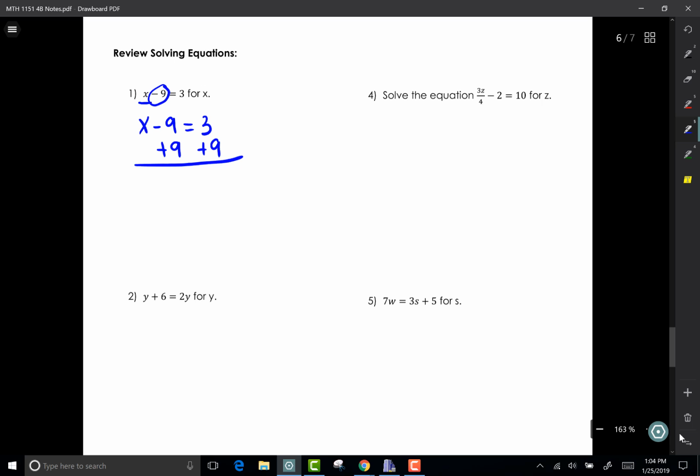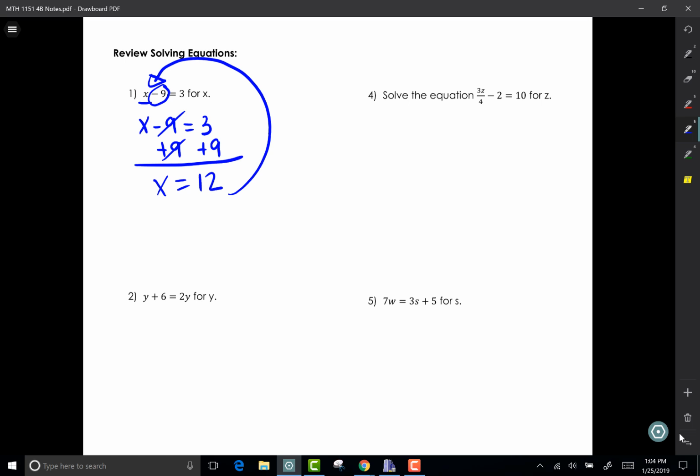And that way I isolate the x. So if I take a negative 9 and a positive 9, that disappears. I'm left with x on this side, and on this side I have a 12. And then you can always go back and check to make sure you've got it right by plugging the 12 back into the original equation. If I take 12 and I subtract 9, I get 3, so that works.